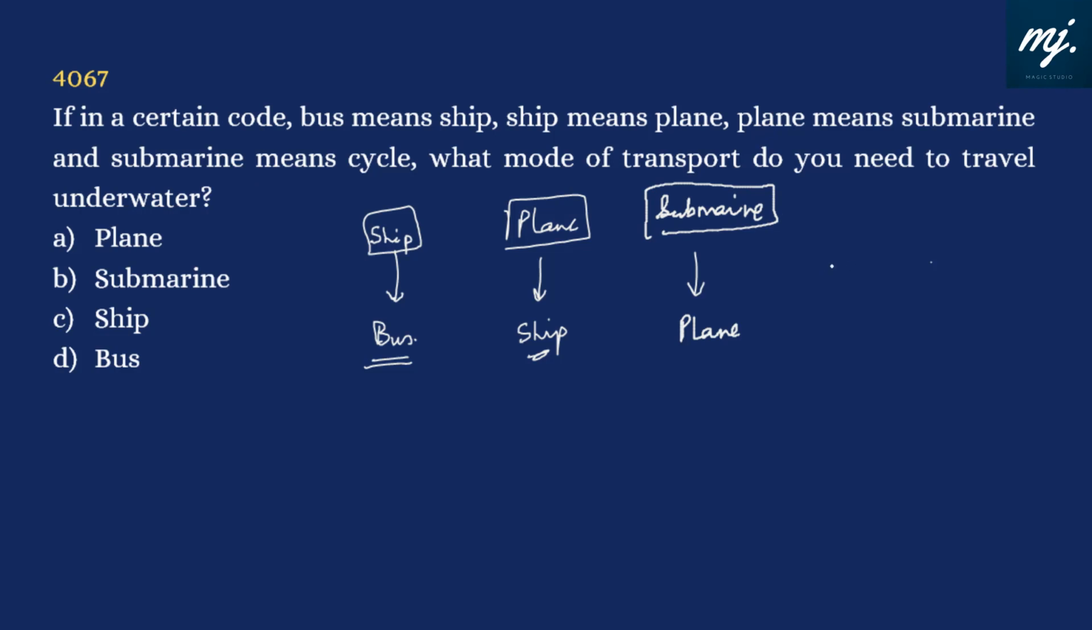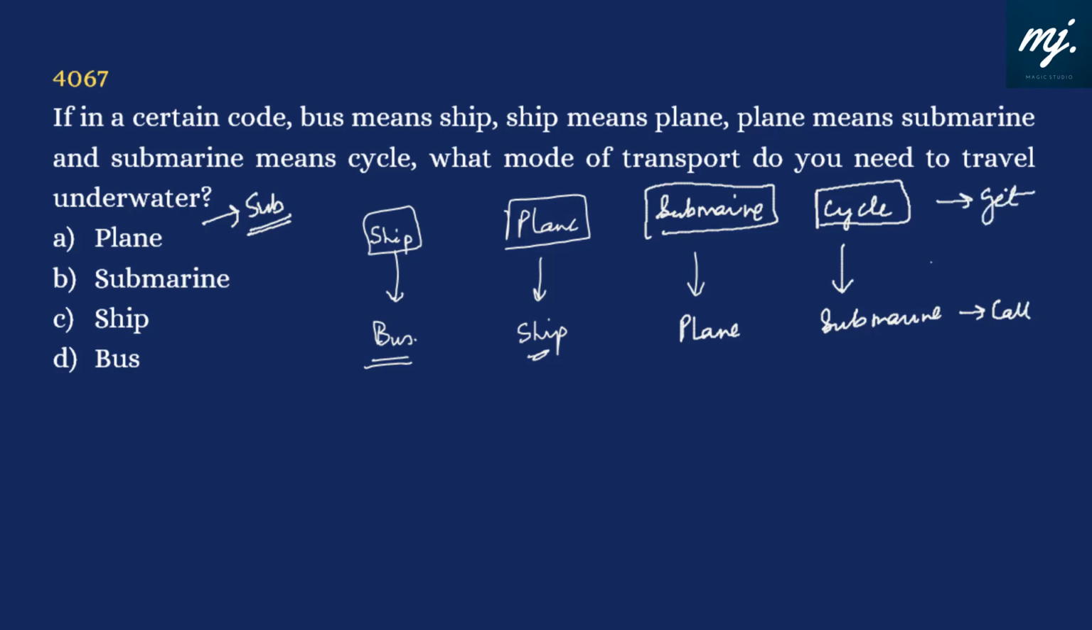And submarine means cycle. That means if you call out submarine, they will give you a cycle. What mode of transport do you need to travel underwater? To travel underwater, we need a submarine. This is what you call, and this is what you get. If you call bus, you get a ship. So you want a submarine, you need to call out what? You need to call out plane. Call out plane, you will get a submarine.